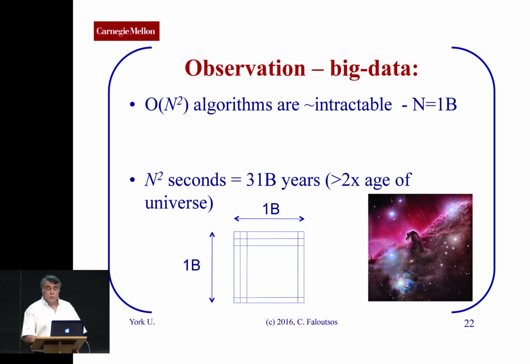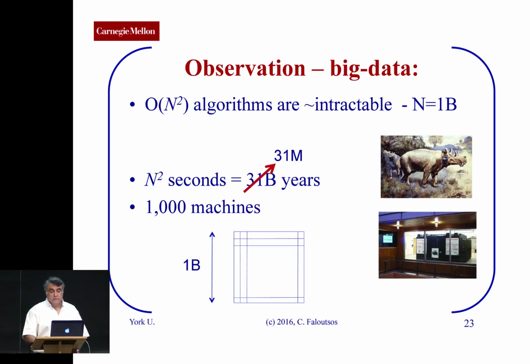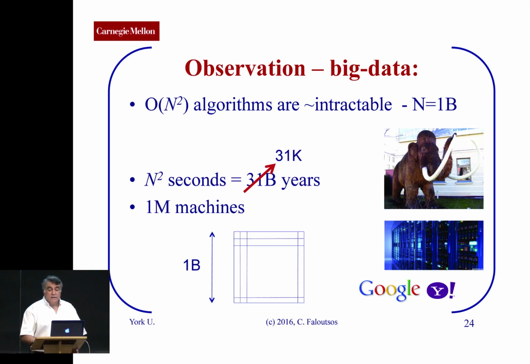Then we need n squared seconds, which means 31 billion years with a standard machine. This is twice the age of the universe. This is a galaxy from the Hubble telescope, right? Okay, so let's throw in parallelism. If we have 1,000 machines, which is within budget of a typical university, this brings us back to 31 million years ago. Oops, where did the dinosaurs go? Okay, yes. So if we have 1 million machines, which is within budget of a huge company like Google or a big government, right? Still 31,000 years ago, we see the mastodons here, right?